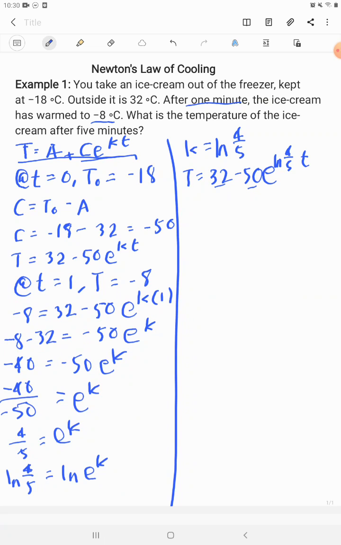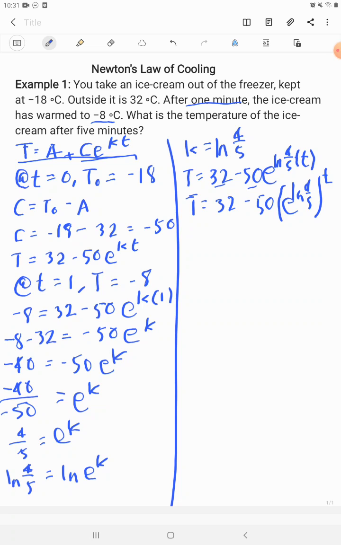All right. So we know that this is times t. We know that e to the ln of 4/5 becomes 4/5, right? So how do we extract t? That is, we simplify. T is equal to 32 minus 50 times e to the power of ln of 4/5, raised to the power of t.